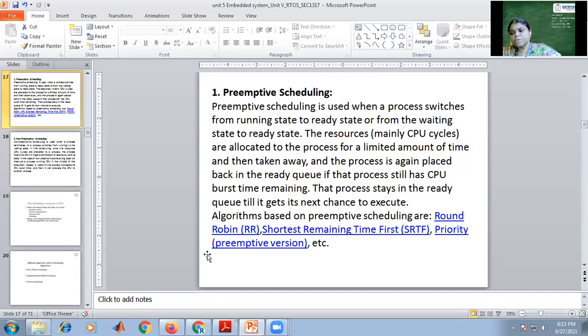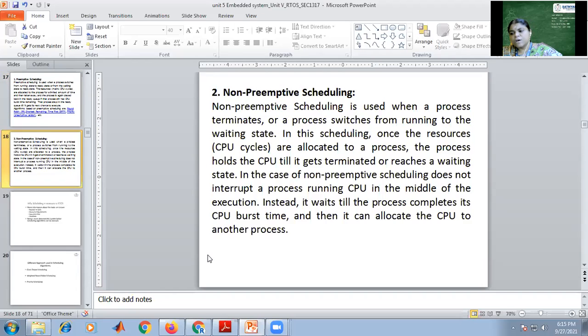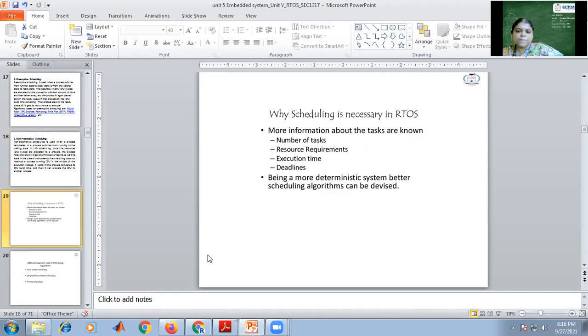Most of our real-time operating systems make use of preemptive scheduling. It's because if one task is given full usage of the CPU, sometimes there can be a chance that even the highest priority task will not be given the chance to complete its task. So that is not an advisable one. Most of the RTOS for embedded systems make use of preemptive scheduling.